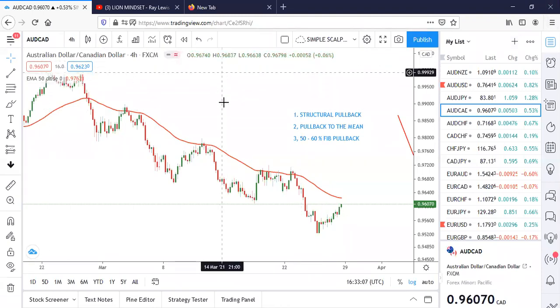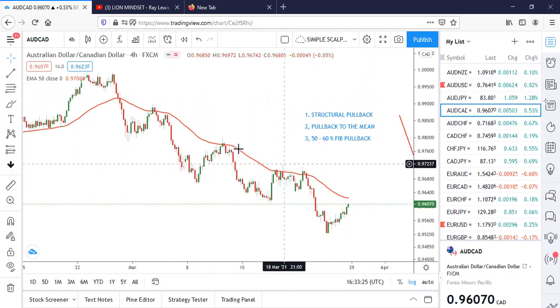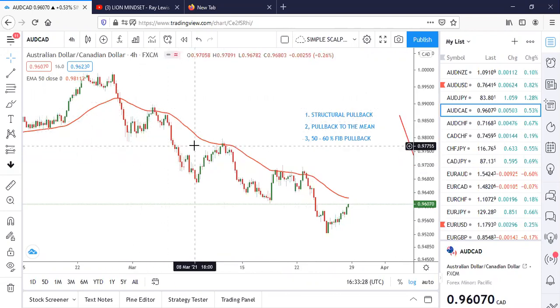In this case, I will be using the 50 EMA just to explain this concept to us. But it is important for you to know that sometimes, how will you know if price is going to stop at the 50 EMA, or is going to react to the 60? This is the challenge a lot of people are facing.